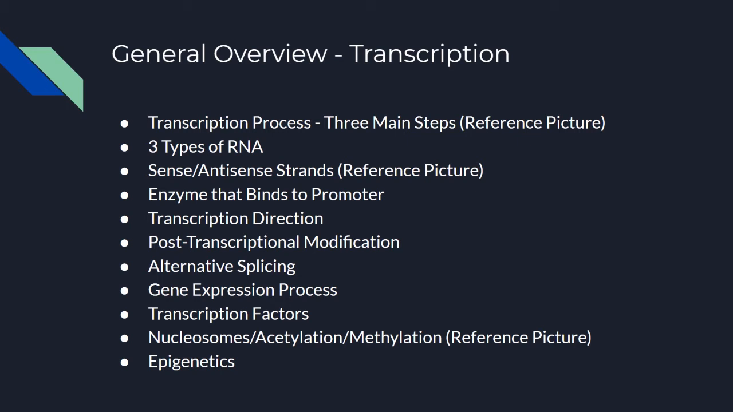A cap made out of methanol is added to the 5' end of the mRNA strand. This prevents degradation by exonucleases. Polyadenylation: the 3' end of the mRNA strand is polyadenylated, which improves the stability and the export of the mRNA strand.